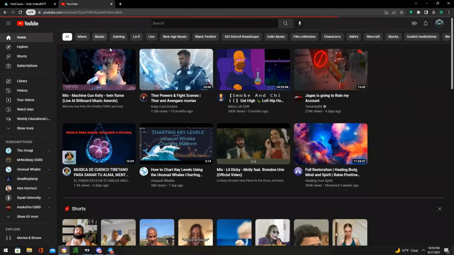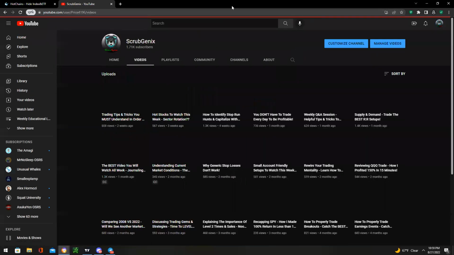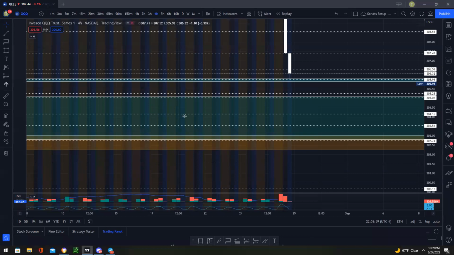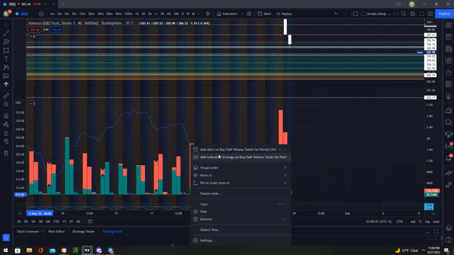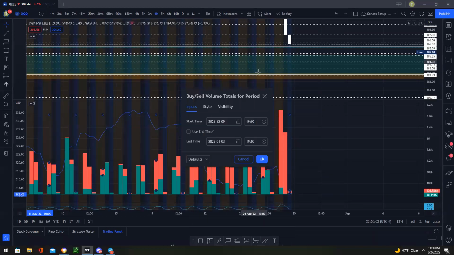Hold up one sec. What is the name of the volume indicator? Yeah, sure, one sec. So that is the buy, sell volume total for period. This is pretty much showcasing who is in control, either the buyer or the seller in that specific time frame's volume bar. So that's actually a really, really good one to put on your charts.